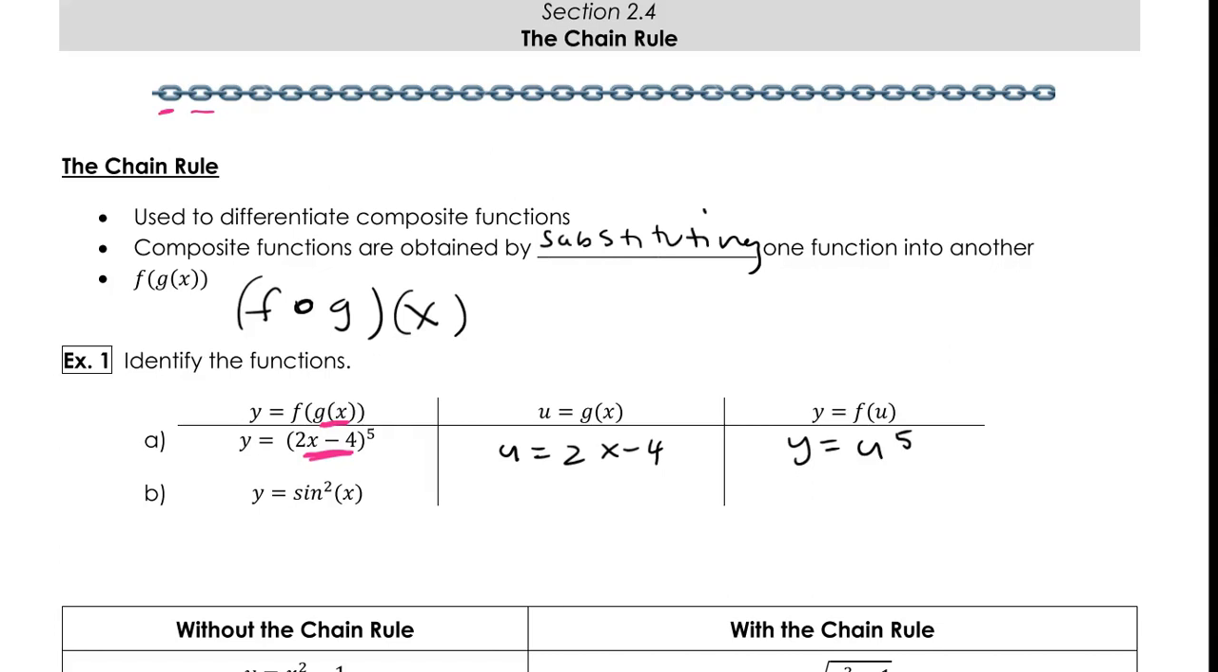Okay, now looking at it, let's make sure it makes sense. If u is 2x minus 4, I can replace this u with 2x minus 4. So I'd get 2x minus 4 to the fifth, which is exactly what we started with.